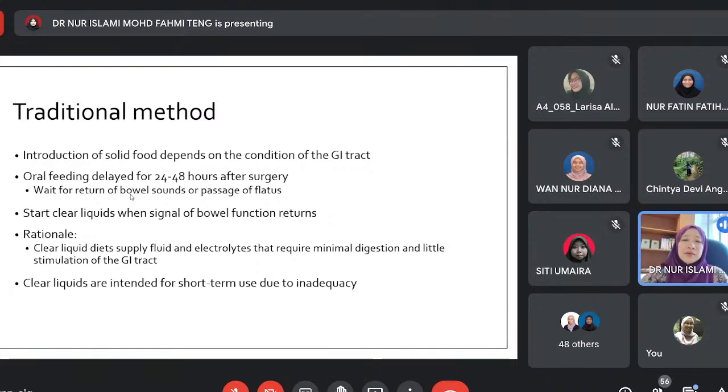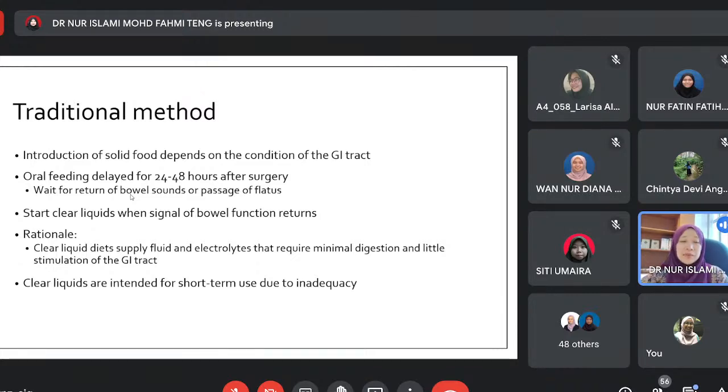And there is no physiological reason for solid foods not to be introduced as soon as the GI tract is functioning, and a few liquids are being tolerated. And multiple studies show that patients actually can be fed a regular solid food diet after surgery without initiation of liquid diet. So actually post-surgery, there's no necessity just to start the patient with liquid diet. If the patient thinks that they can tolerate solid food, then go for solid food.